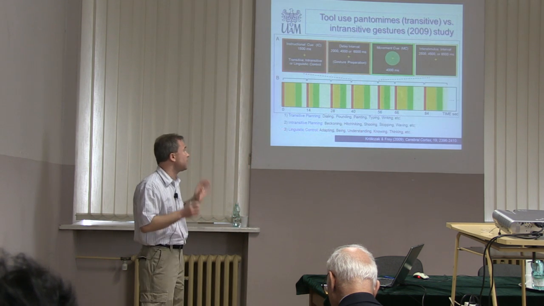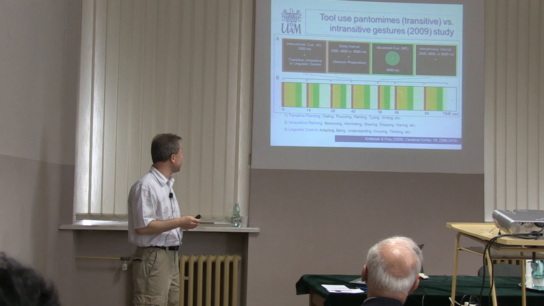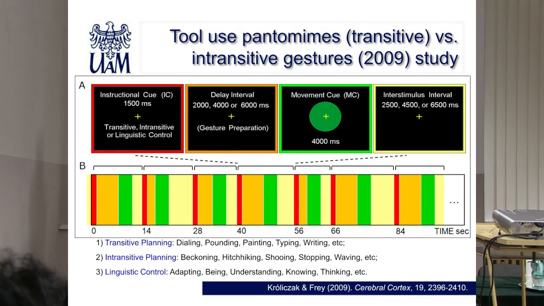Basically what we did with Scott Fry was run an event-related design, which is the following. On the screen, a word was presented, such as dialing, pounding, painting, typing, which are words related to tool use, or beckoning, hitchhiking, you name it. These words were presented for a second and a half. Then there was a delay interval. From this moment on, the participants were to plan the gesture, and when the green circle appeared on the screen, they were to execute it. Afterwards, there was an interstimulus interval.